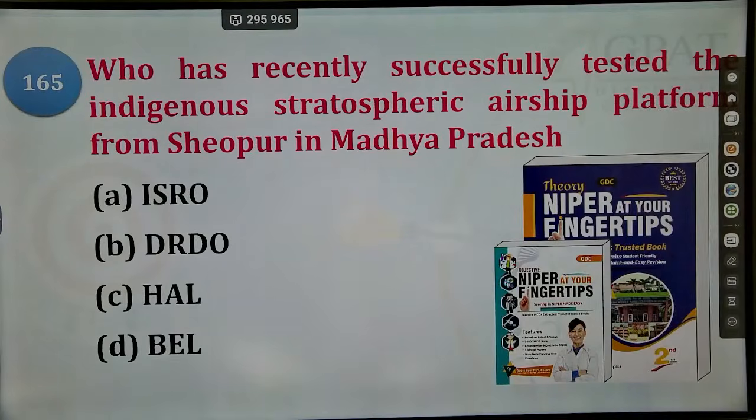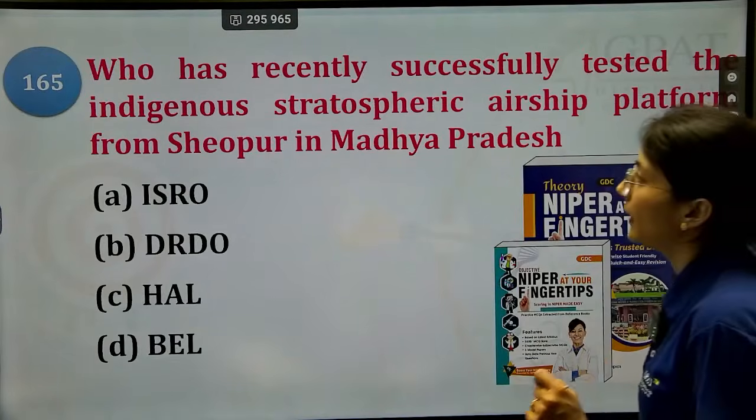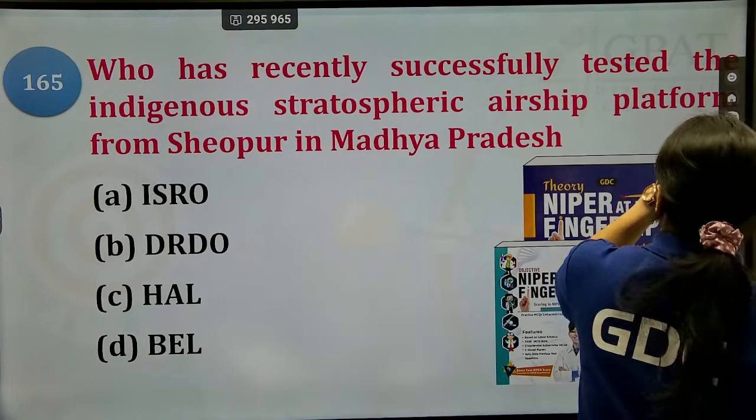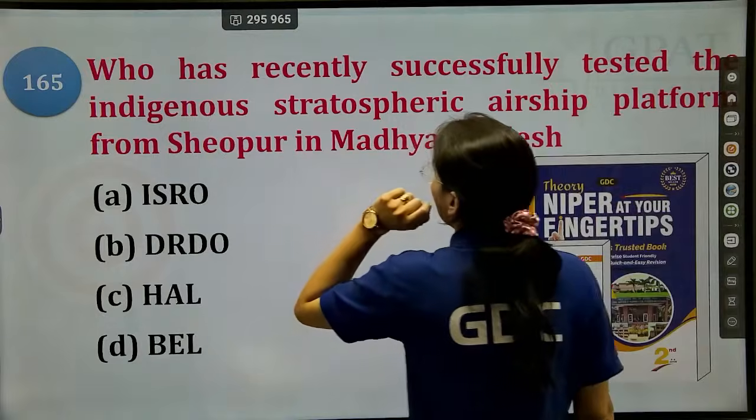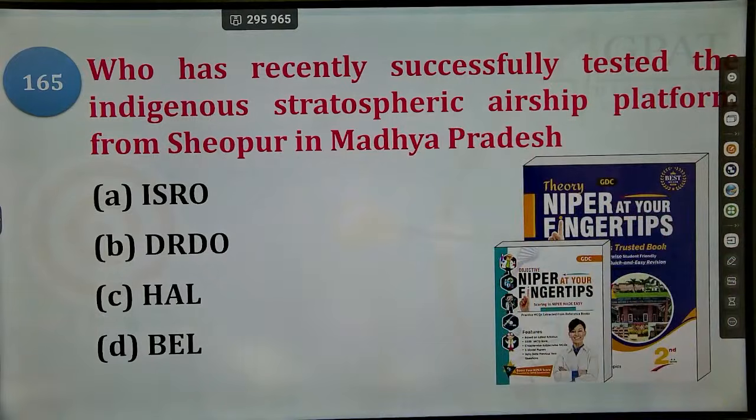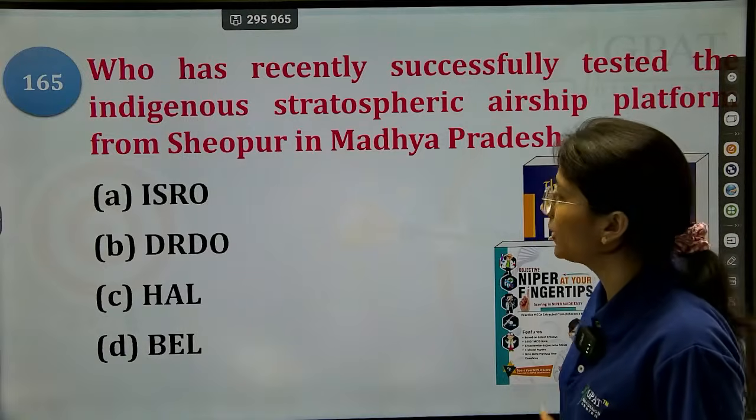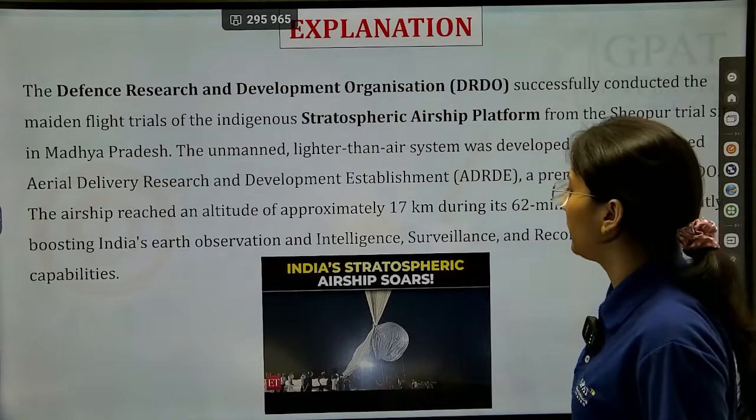Who has recently successfully tested the indigenous stratospheric airship platform from Sheopur in Madhya Pradesh? ISRO, DRDO, HAL, BEL. That is DRDO. Option number B is correct.